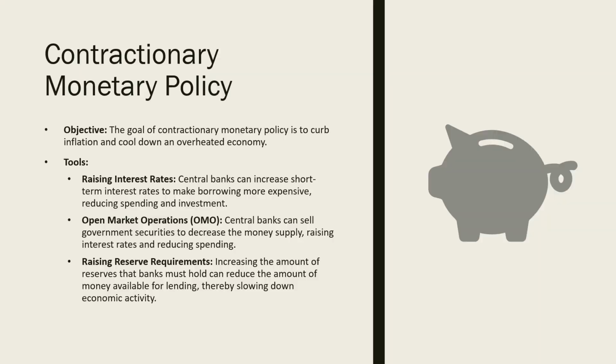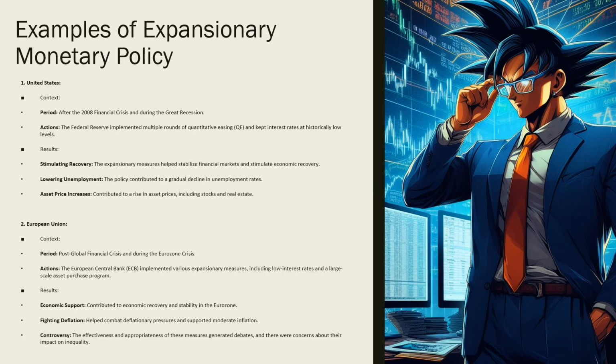Here are a couple examples of when expansionary monetary policy has been implemented. You can look into them. I think they're very simple, self-explanatory. I try to summarize them as well as I can. Here are more examples for you.